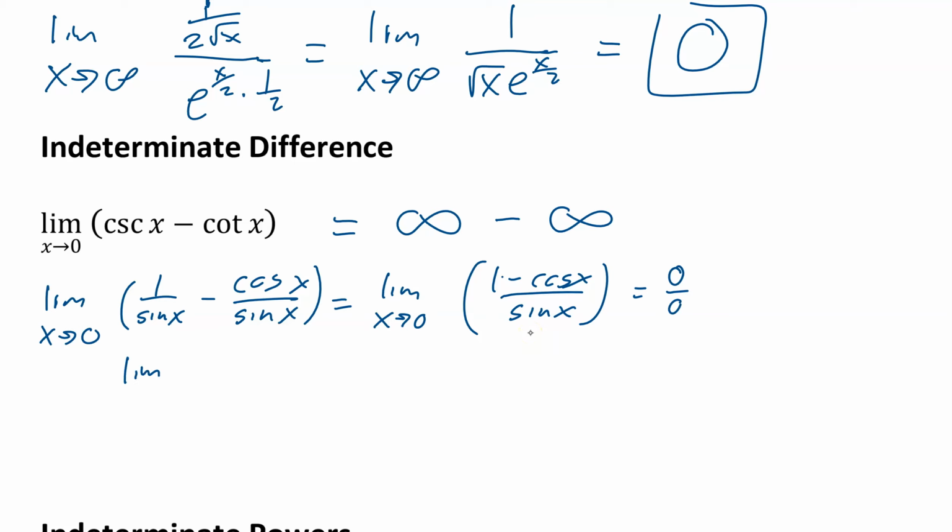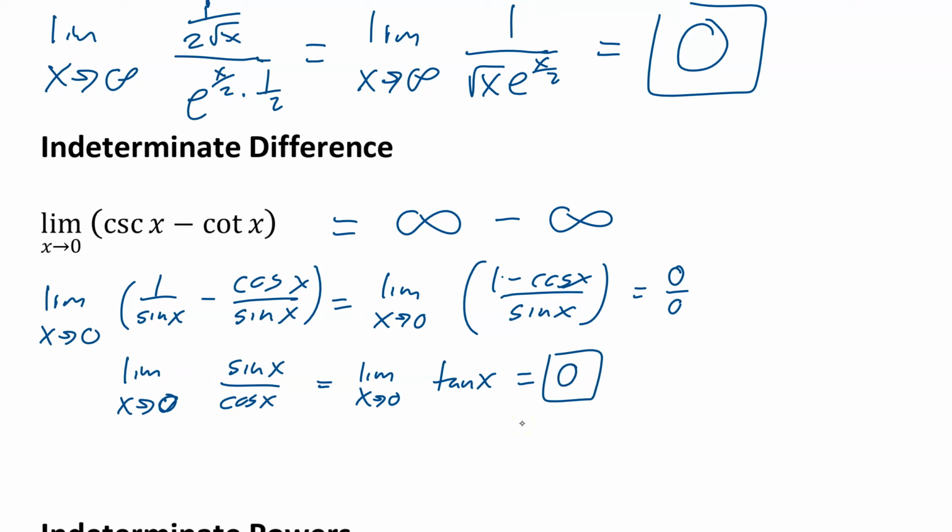So now we take the limit as x approaches 0 and we take our derivatives. That becomes sine x on the top, cosine x on the bottom. We could rewrite this as tangent x, which we could have left that way as well. Sine of 0 is 0 over 1. Tangent 0 is 0. And there you go.